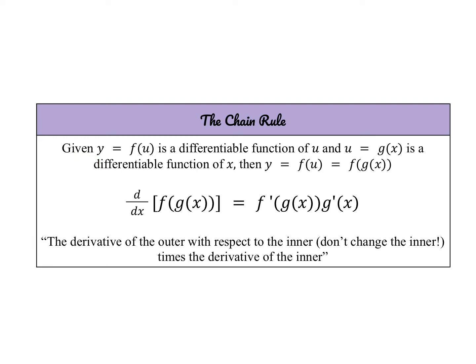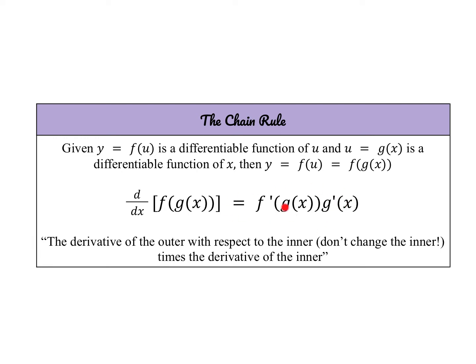So if we have y equals f of u, which is a differentiable function of u, so y is differentiable in terms of u, and then u is defined as g of x, where u is a differentiable function of x, then we could say that y equals f of u, which equals f of g of x. So if we have this composition of functions that are differentiable with respect to their relative variables, we can find the derivative of that composition by doing f prime of g of x times g prime of x.